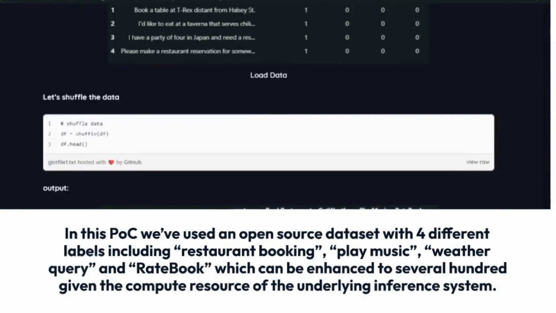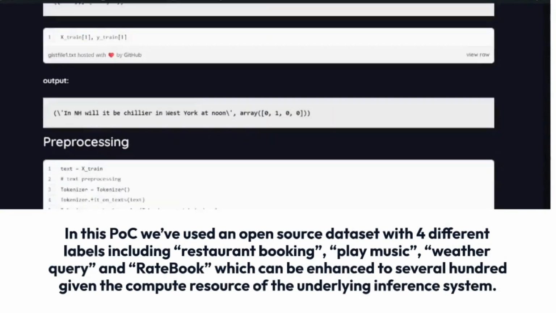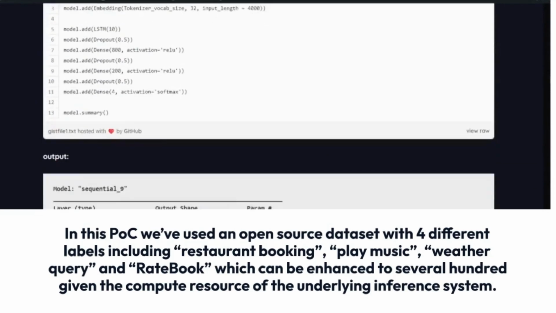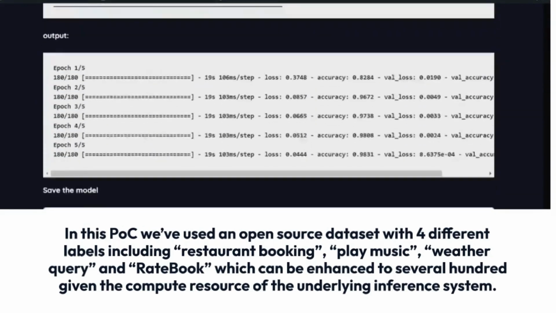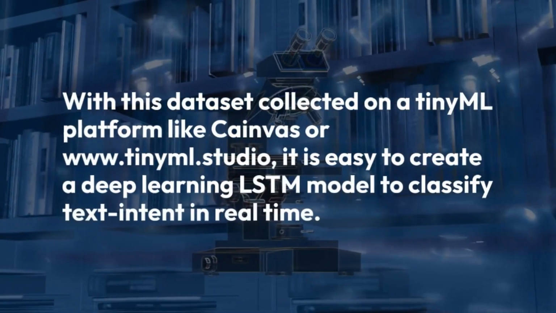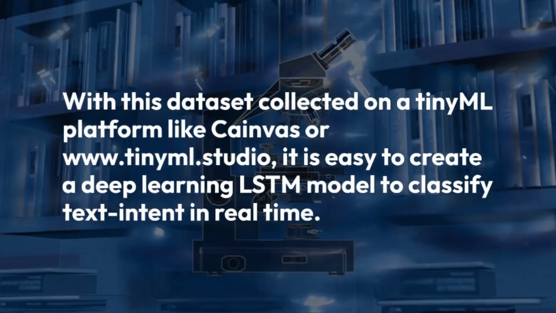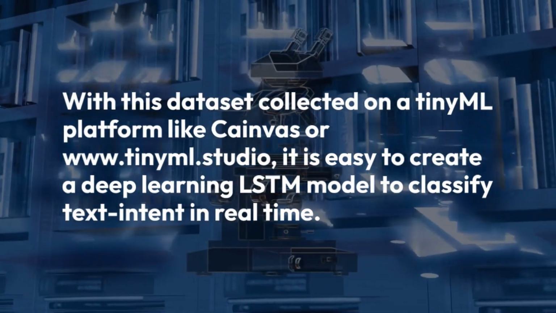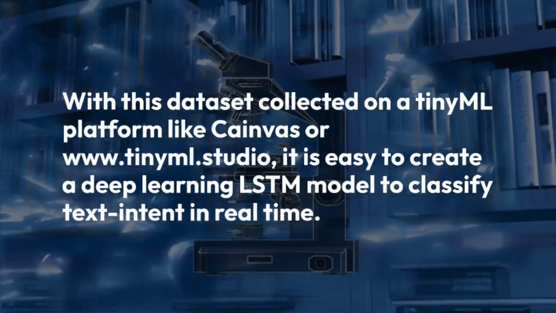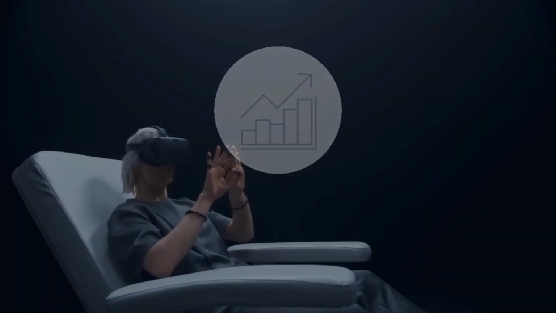In this POC, we've used an open-source dataset with 4 different labels including restaurant booking, play music, weather query and rate book, which can be enhanced to several hundred given the compute resource of the underlying inference system. With this dataset collected on a TinyML platform like cAInvas or www.tinyml.studio, it is easy to create a deep learning LSTM model to classify text intent in real time.